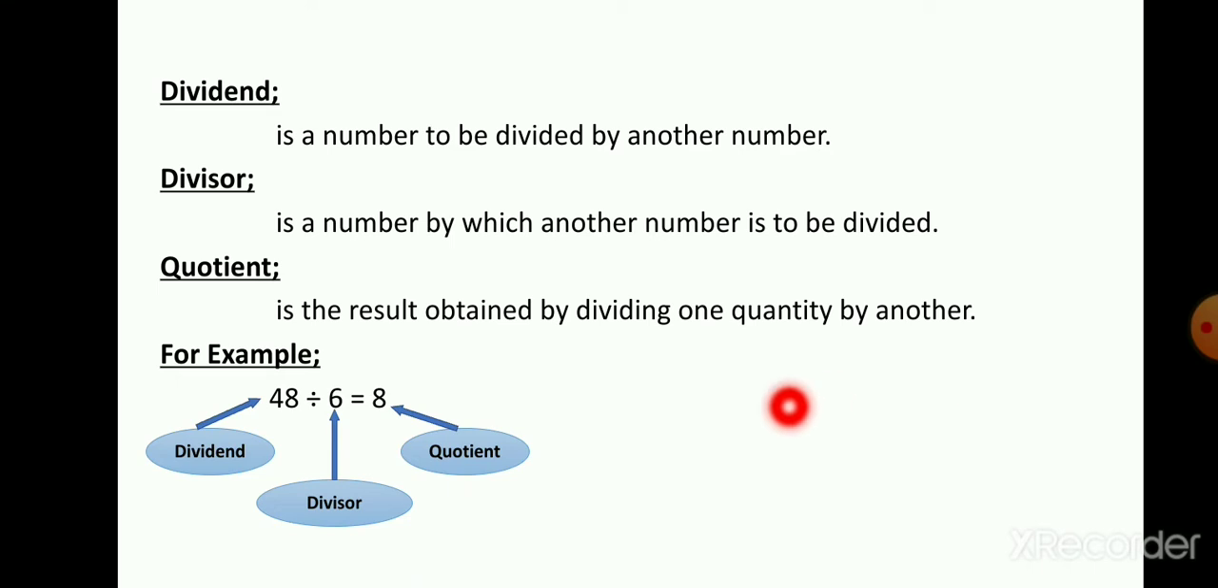So here you can see that before the sign of division, the number we call the dividend, and after the sign of division, the number we call the divisor. And keep it in your mind that we always recall the table of the divisor. So here the divisor is 6. So we'll recall the table of 6 to divide this dividend. Okay. Now as we know that 8 times 6 equals 48. So our answer is 8, and we call the answer the quotient.